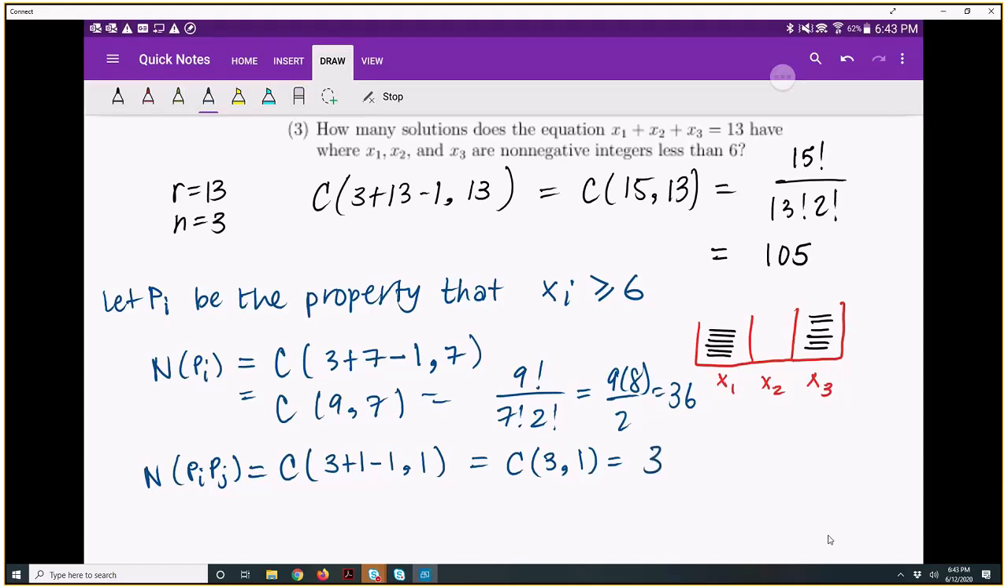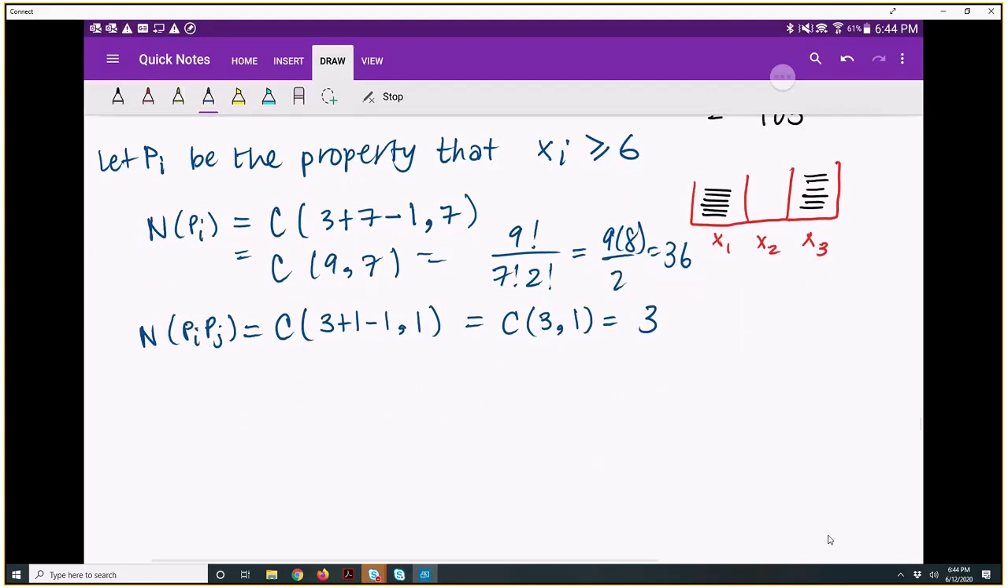And 3 choose 1 is 3. This is going to be equal to n of P1, P2, n of P1, P3, n of P2, P3. So they're all the same. And then finally, what about all 3 of them being greater than or equal to 6 at the same time? Well, that clearly can't happen because I only had 13 objects to place to begin with, so there are 0 ways.